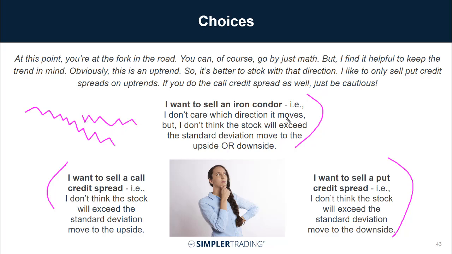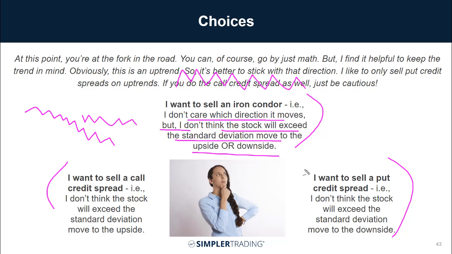If you want to sell an iron condor, that means you don't care which direction it moves, but you don't think the stock will exceed the standard deviation move to the upside or the downside. So essentially, the best time to do this is when the stock is trading sideways.